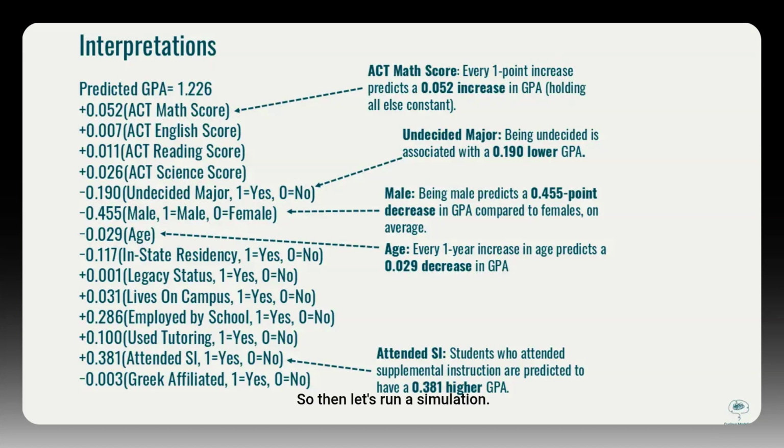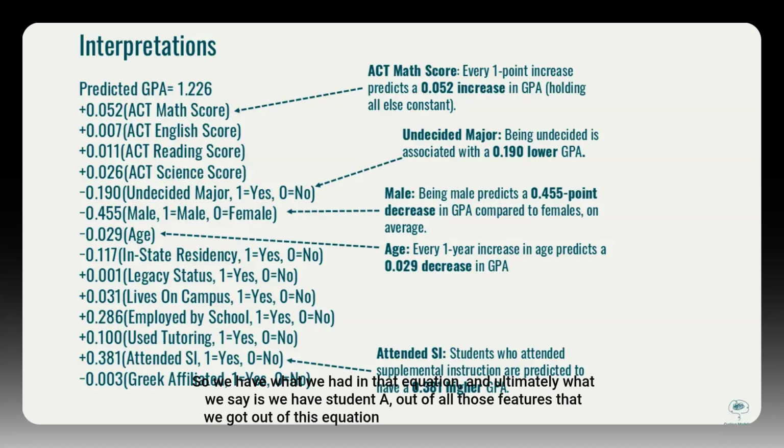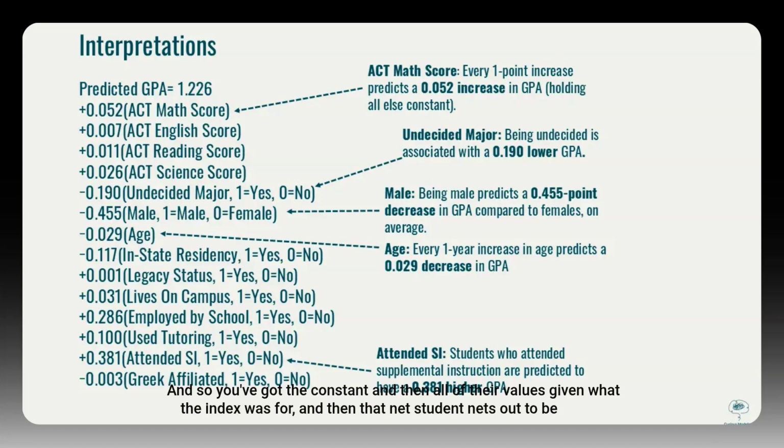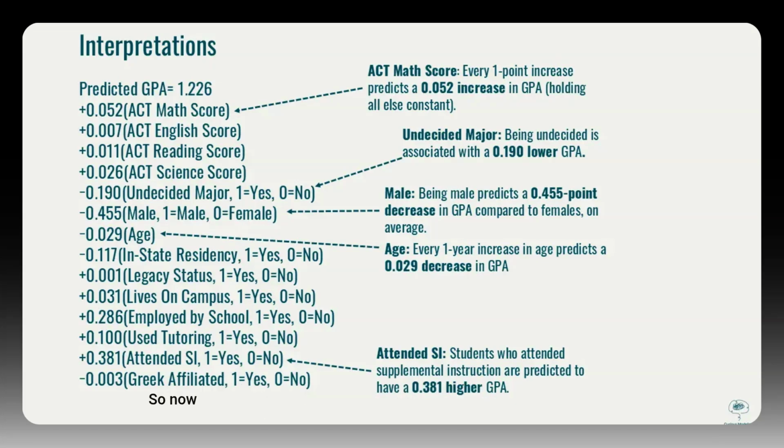So then let's run a simulation. We have what we had in that equation, and ultimately what we say is we have student A out of all those features that we got out of this equation here. This is what nets out to actually create the math. And so you've got the constant and then all of their values given what the index was for, and that student nets out to be a 3.85. So now we're going to get to an actual simulation here from here on out.